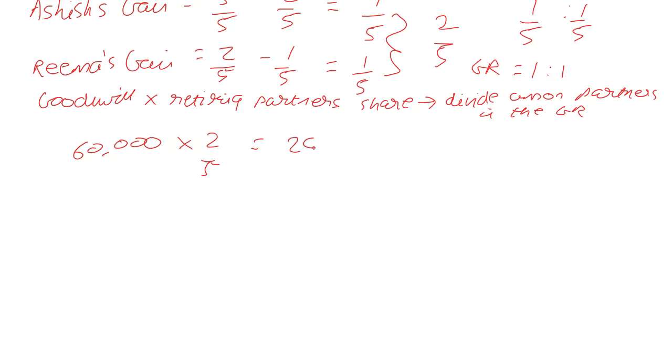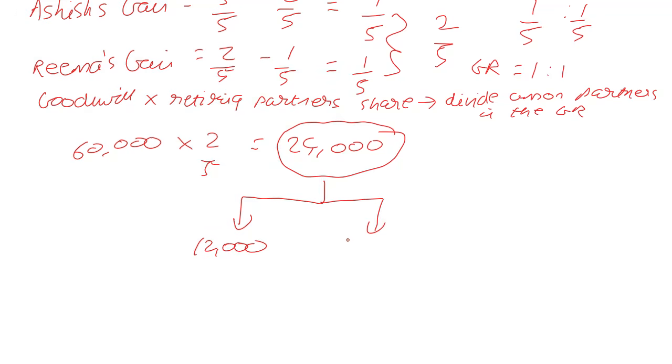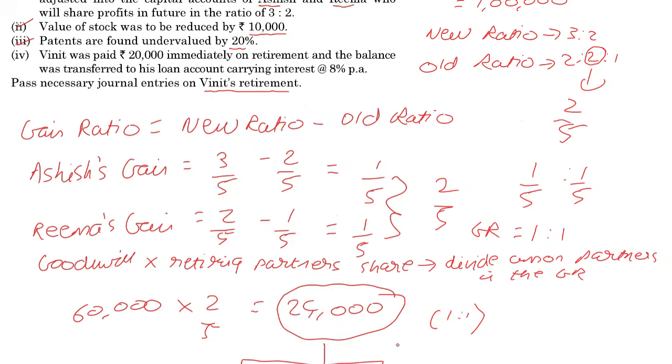2/5 of 60,000, we're going to get 24,000 as the share of goodwill of the retiring partner, which is then broken up in the ratio 1:1. So 12,000 and 12,000. Why? Because it's in the ratio 1:1.